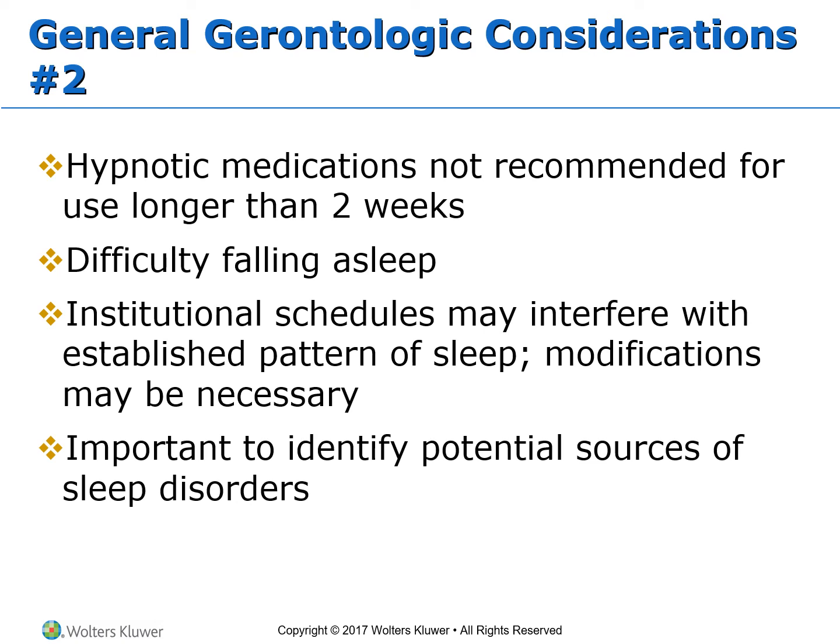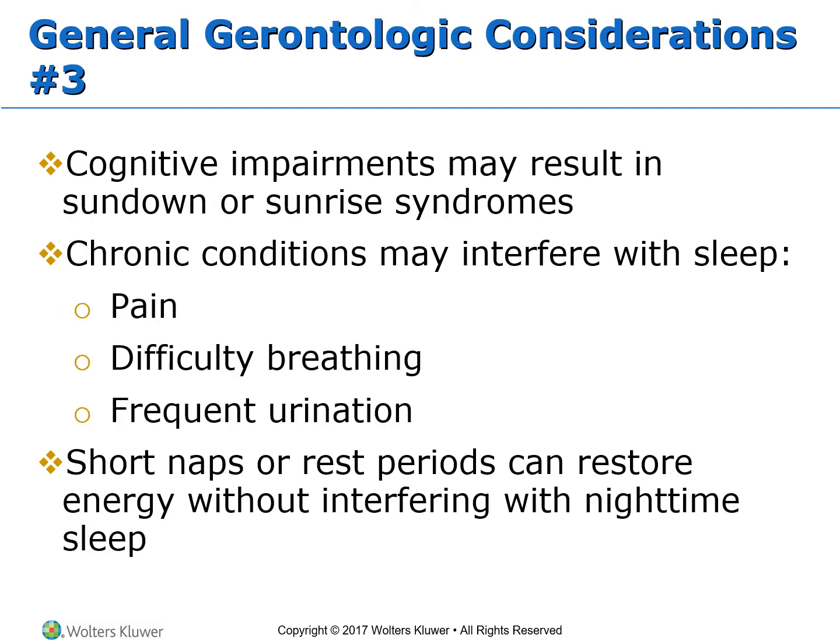It's important to identify potential sources of sleep disorders. If the elderly patient is having trouble, we may need to look into whether they're having sleep apnea or whether there are medications that are causing problems. We really need to look out because sleep is very beneficial, and if they're having problems sleeping, these are going to manifest as other problems. So we really need to reach out and figure out what's going on with them. Cognitive impairments may result in sundown or sunrise syndrome. Again, with Parkinson's dementia, they may end up having some episodes of sundown and sunrise syndromes.